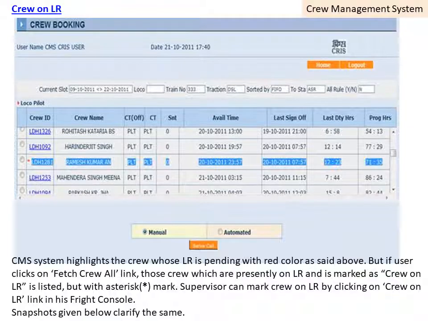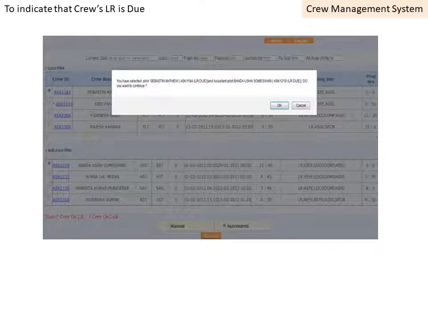Fetch shows the red indication like LR due, so we can easily find out LR due. Here also we can find out, as the message is shown. Otherwise we can book directly like this. The message shows the crew is due on so and so date.